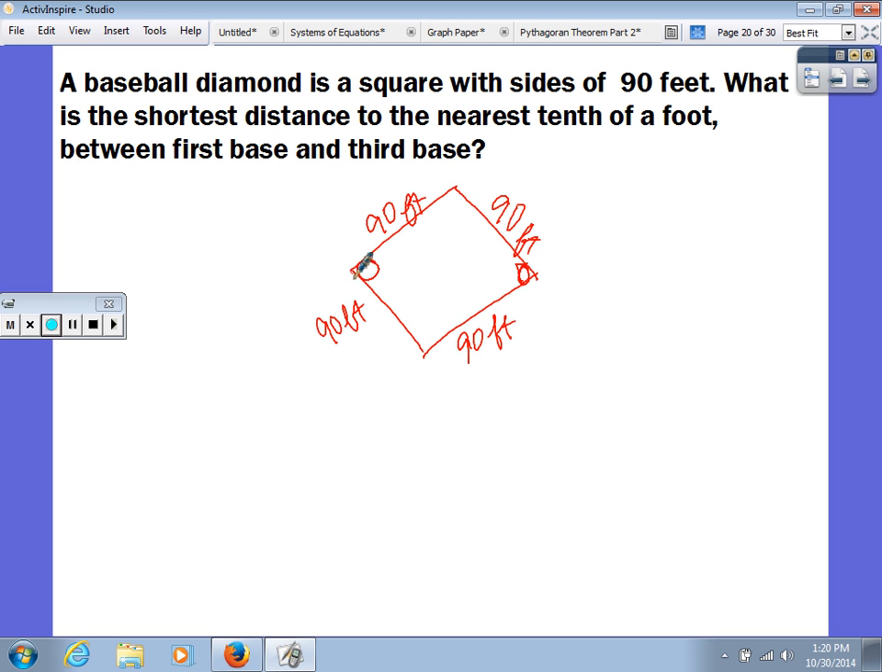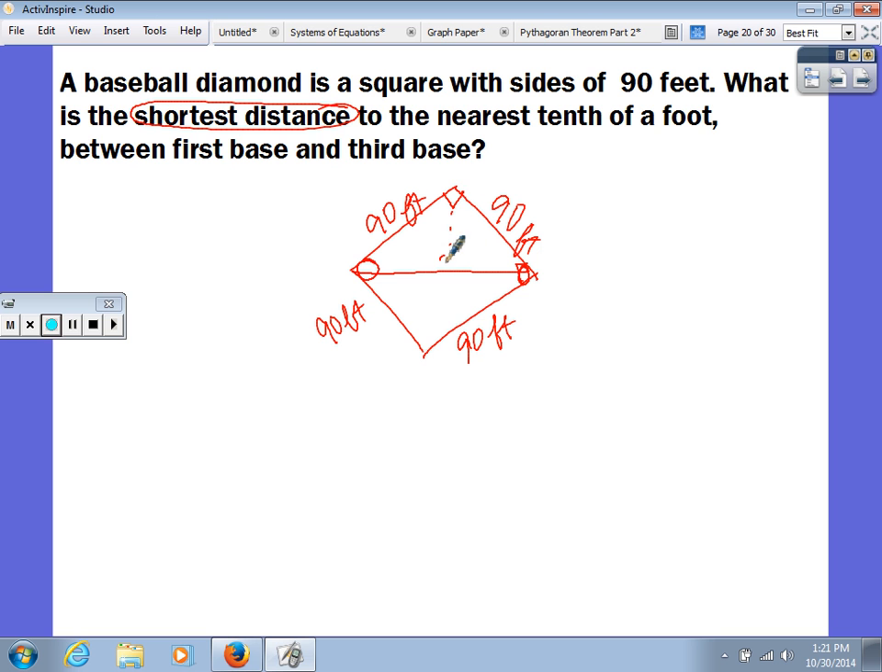So the shortest distance would be if I ran that way. Because if I ran this and this, or then if I ran this and this, I'm actually running farther. And here's another hint. Shortest distance always implies hypotenuse. Just like the word diagonal implies hypotenuse, so does shortest distance. Okay, so we're going to set up our equation.